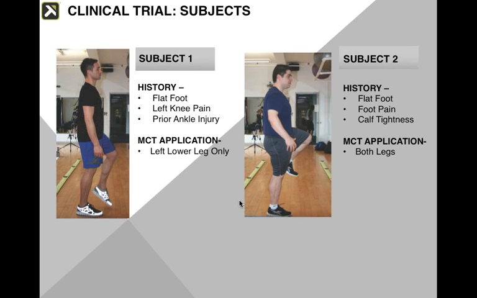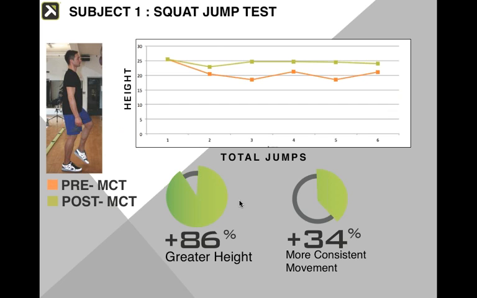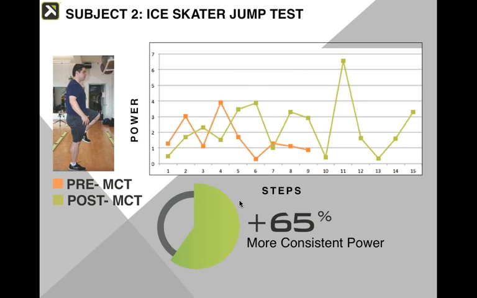So again, we're going to pull out 2 subjects. Both of them had flat foot. Both of them had decreased ankle joint dorsiflexion. And in one of the subjects who was doing the squat jump, every time he came down, he required that ankle joint dorsiflexion on landing and before pressing up. We had this 86% increase in height after just 5 minutes of MCT, which is pretty interesting. Second subject, again, flat foot type, was 65% more consistent on his ice skater jump test.